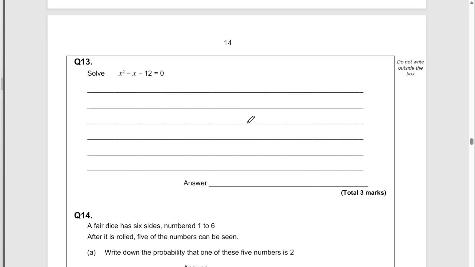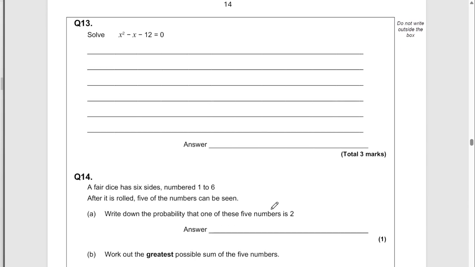Okay, question 13, solve. So if we're trying to solve this, we need to factorize it first of all. To factorize it, it needs to go into 2 brackets. Both brackets are going to start with an x to make the x squared, and then you're looking for 2 numbers that multiply together to make the back term, so minus 12, and that add together to make the middle term, minus 1. That tells you automatically 1 is negative and 1 is positive, and that the negative is 1 bigger than the positive. So we're looking at minus 4 and plus 3.